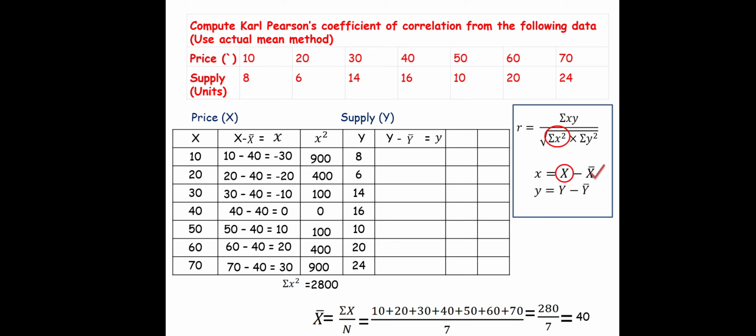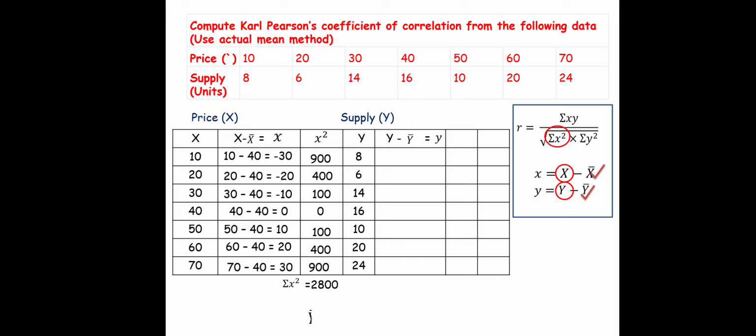Next again you check out this formula box. We need to calculate y. So we have got the value of capital Y. We need to calculate y bar first and then we can easily calculate the small y. So for y bar we have the same formula. Y bar is equal to summation of y divided by n.